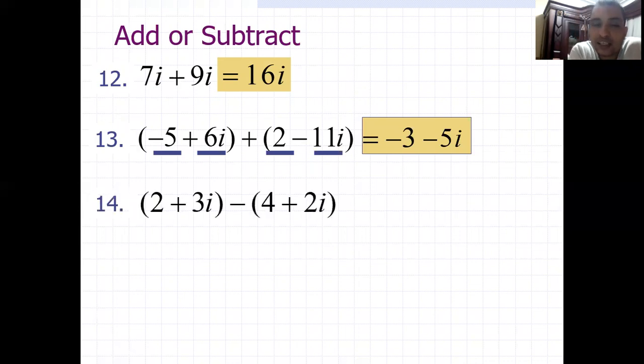Number 14, if I ask you to subtract, we know that to subtract, it means you will distribute this minus in the second part or in the second number. So we will write the first as it is and the opposite of the second number. So it will be 2 plus 3i minus 4 minus 2i.